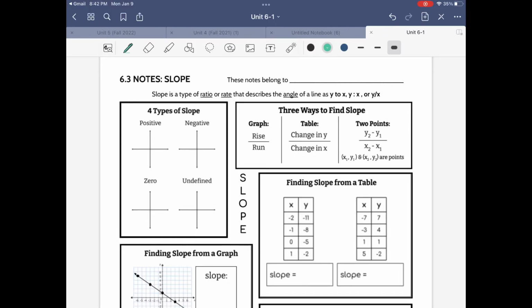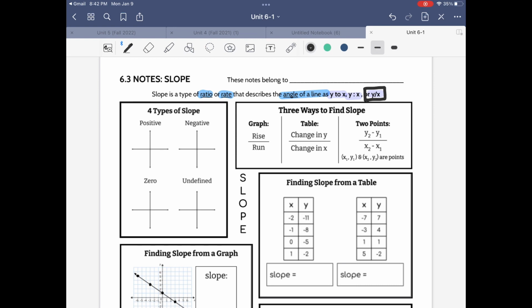Welcome to the 6.3 notes over slope. Today we are going to be talking about how slope is a type of ratio or rate that describes the angle of a line. And this ratio is always y to x, which means y goes first, x goes second, or y over x. Most of the time we will be using the fraction version of this, y over x. Notice how y is first in all of these and goes on top of the fraction.